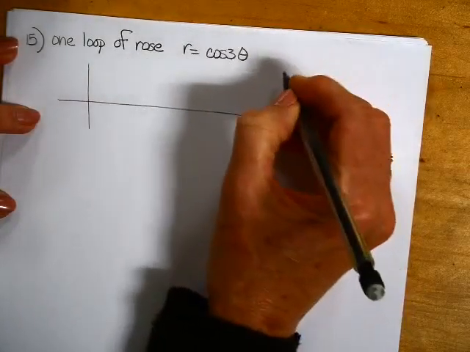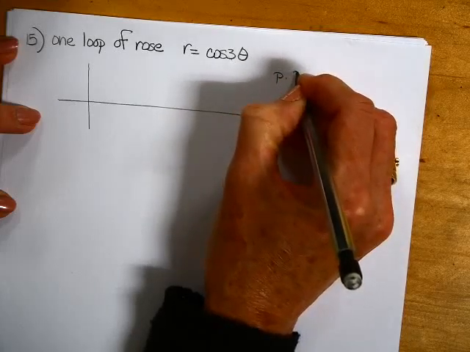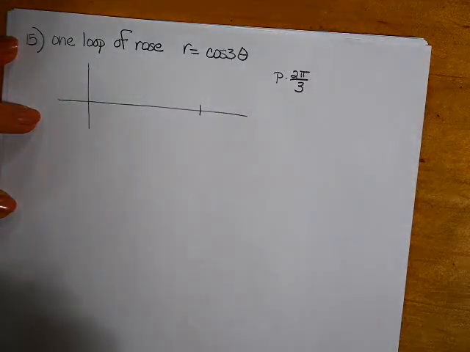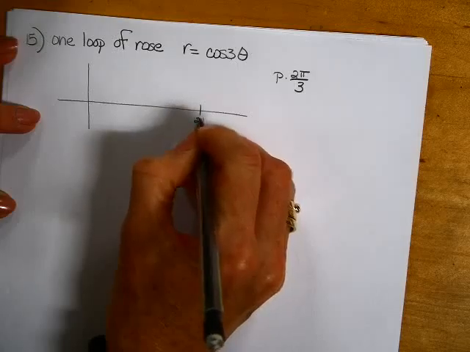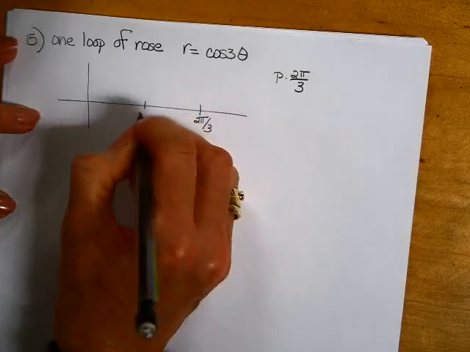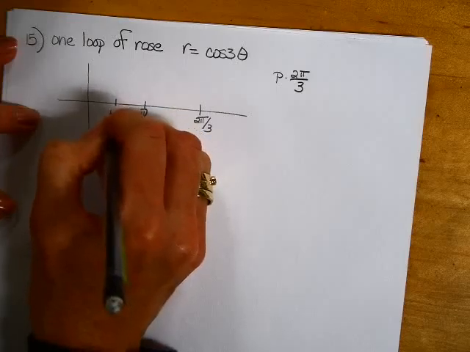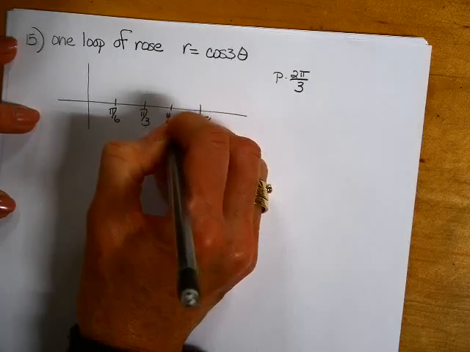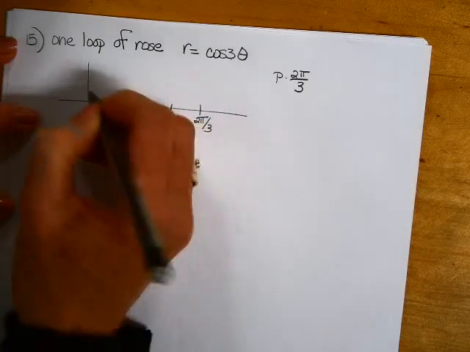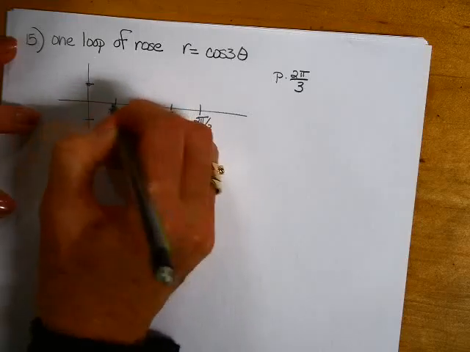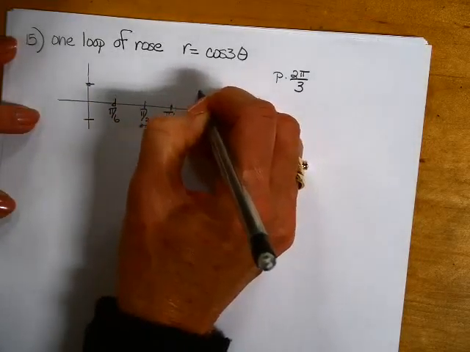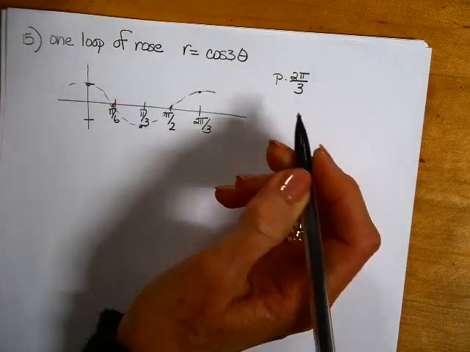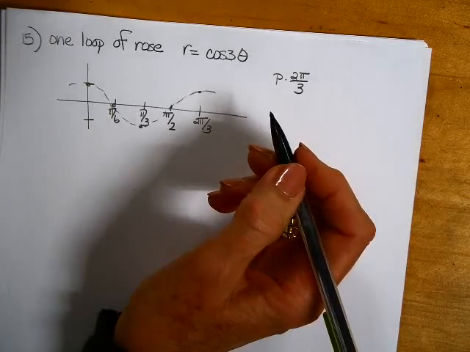Alrighty. This 3 affected the period. The period of this graph is 2 pi divided by 3. So at least I've got to get 1 loop. So I need to go all the way out to 2 pi over 3. So half of that would be pi over 3. Half of that is pi over 6. 2 pi over 6. 3 pi over 6, but that would be pi over 2. Cosine theta has an amplitude of 1. I don't have to graph the entire thing, because they didn't ask for all the rose petals. They asked for 1 petal.